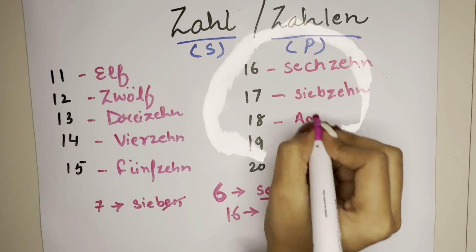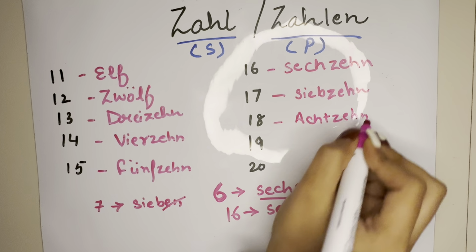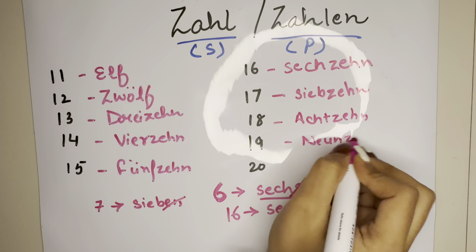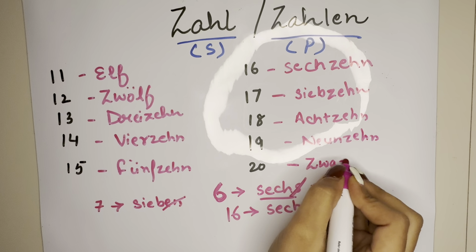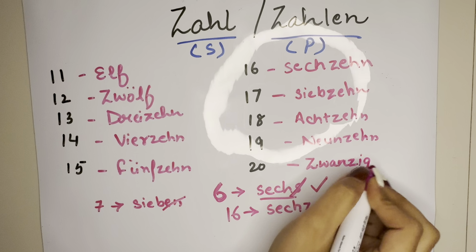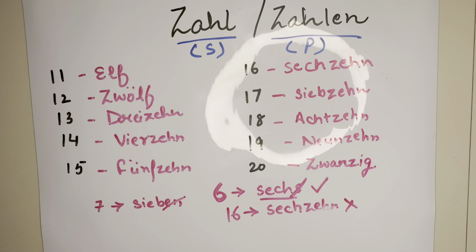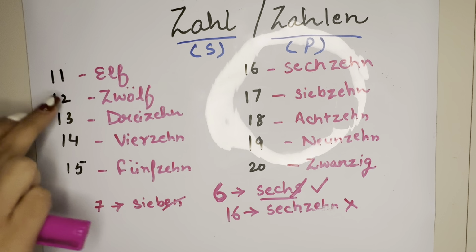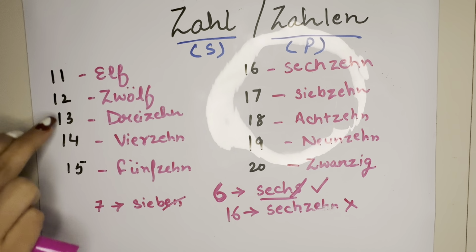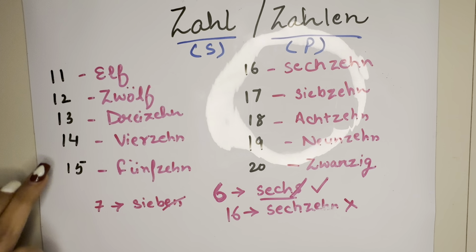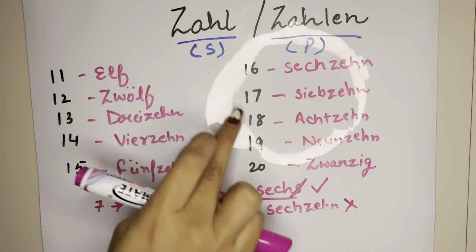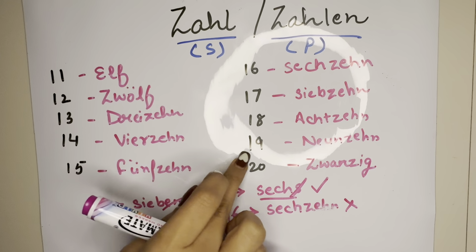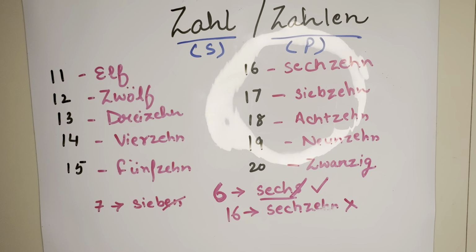Then we have 18, 19, and finally zwanzig. Now let us pronounce it once again. Elf, zwölf, 13, 14, 15, 16, 17, 18, 19 and 20.